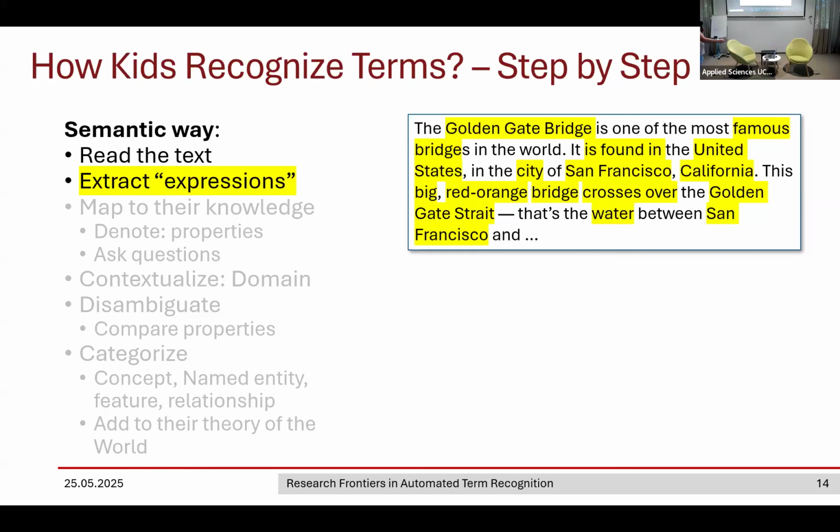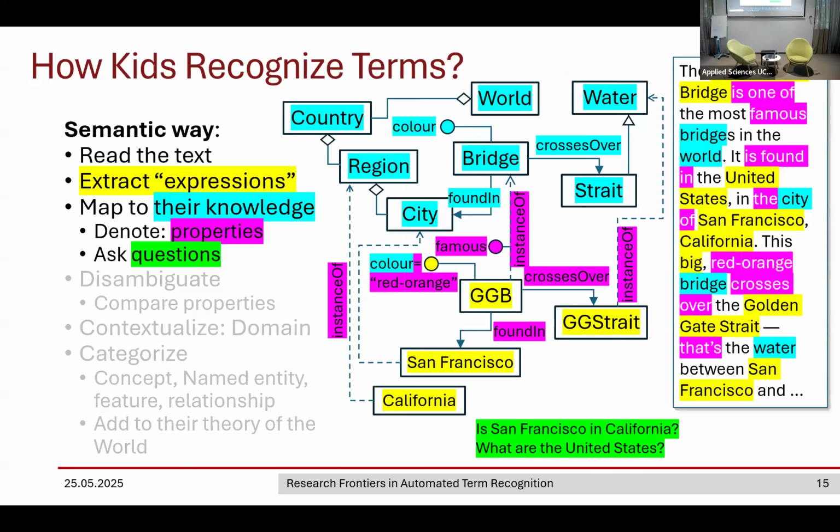Then they start analyzing these expressions by mapping them to their knowledge. For example, they see that a Golden Gate Bridge is an instance of a bridge. A Golden Gate Strait is an instance of a strait. California is an instance of a region, and so on. Further, they denote properties which pop up in the analysis, like an instance of famous, color equals red, orange, found in, and so on.